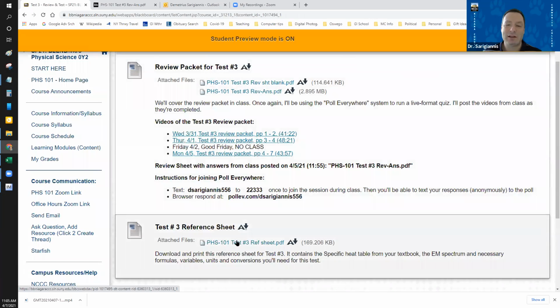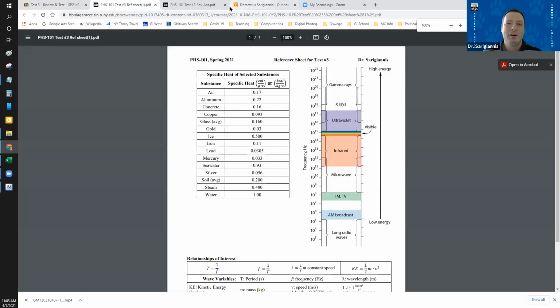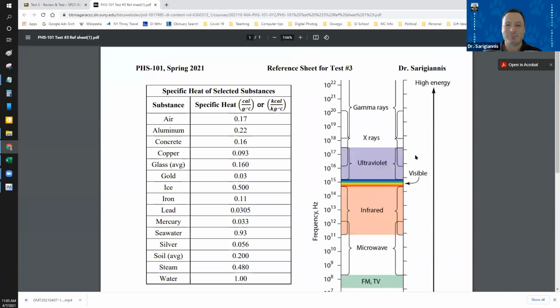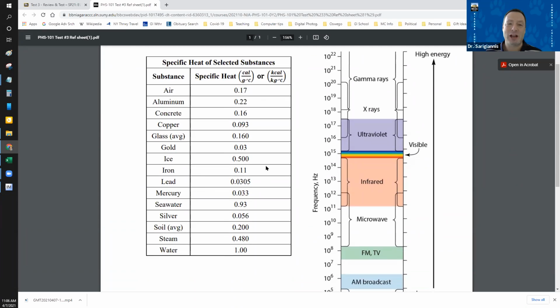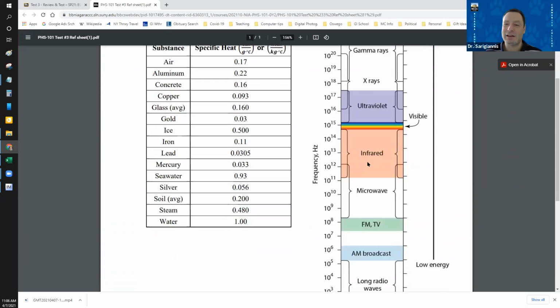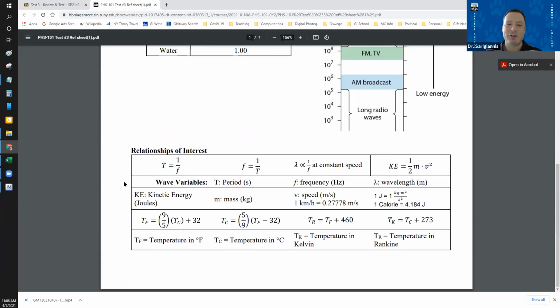And the reference sheet, again, if you haven't printed this out already or downloaded it, you should do that. It's probably a good idea to have it in advance of the test, so you're not in the middle of the test thinking, oh, I need a reference sheet, where did I put it? It's got the specific heat table from your textbook, the electromagnetic spectrum, and a bunch of formulas and variables you can use.